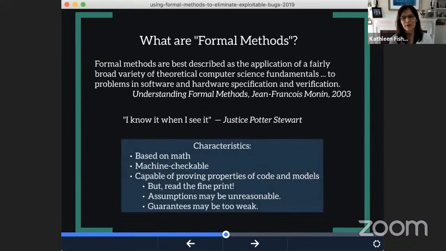What I would say is formal methods-based techniques are based on math. They are in some way machine checkable. They're capable of proving properties about both code and models, usually models. It's super important to read the fine print. All formal methods-based approaches make assumptions about the system, and those assumptions might be unreasonable. And then they promise guarantees, and those guarantees may be too weak. So it's really important to read that fine print.